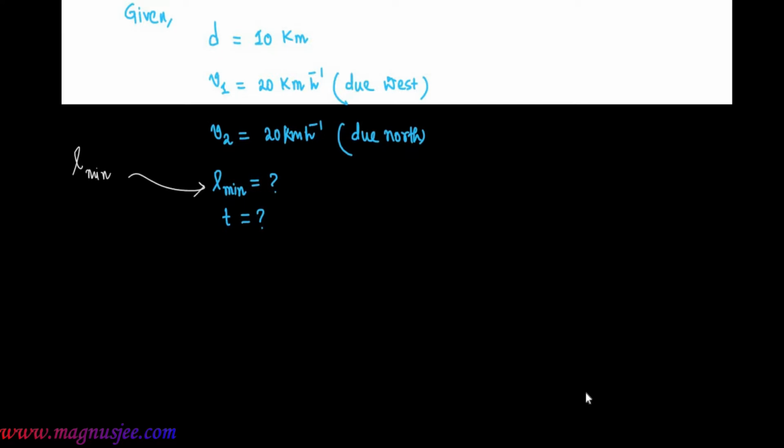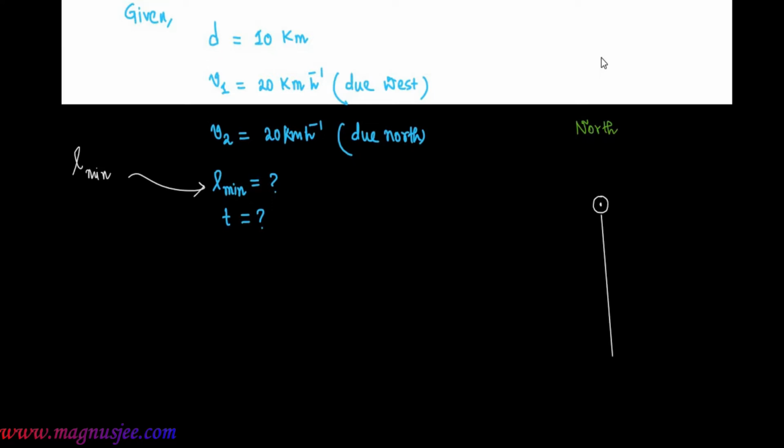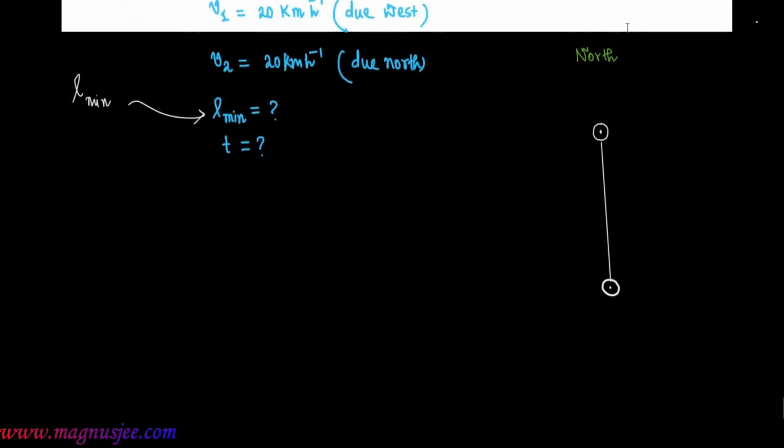The distance of closest approach is L min, and we have to find the expression of distance of closest approach, that is, the value of L min. Now we can draw the diagram. Here, this is north direction, and that is the first ship, and we can draw the second ship, and the two ships were at a distance of 10 km from each other.